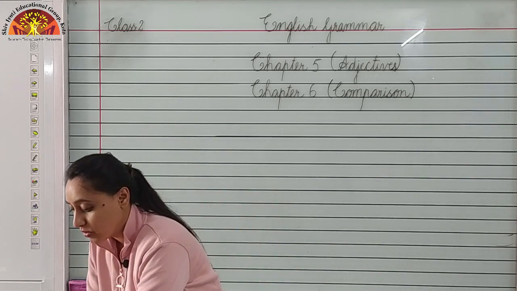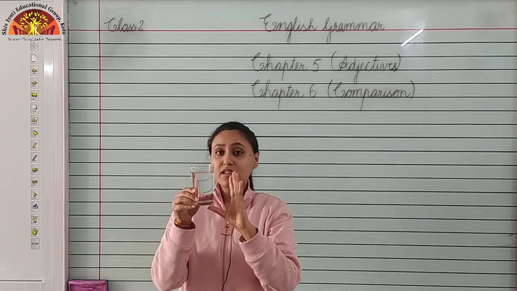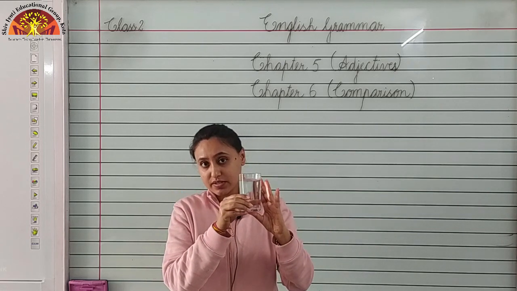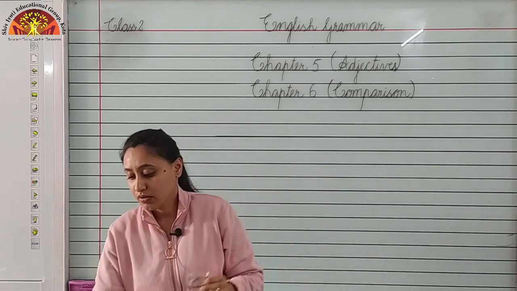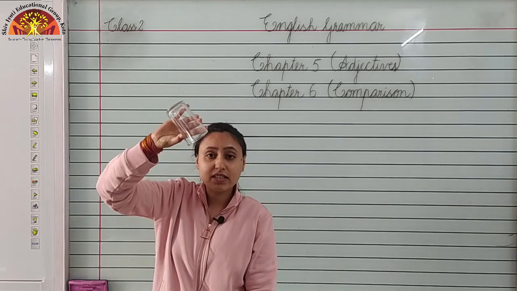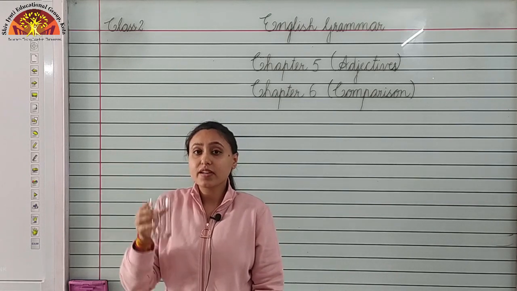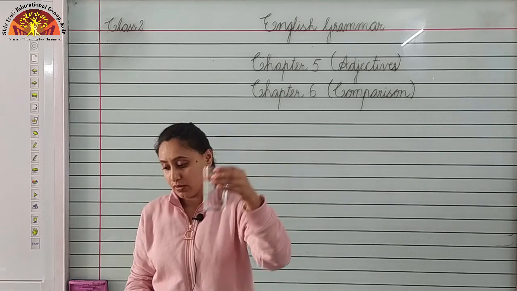Now we will see one more example. This is a glass of water. This is a filled glass of water. So this is, water is full in it. Now look at this glass. This is empty, okay? You can see this glass is empty. So here the adjective is empty. Here the adjective is F-U-L-L, full, okay?